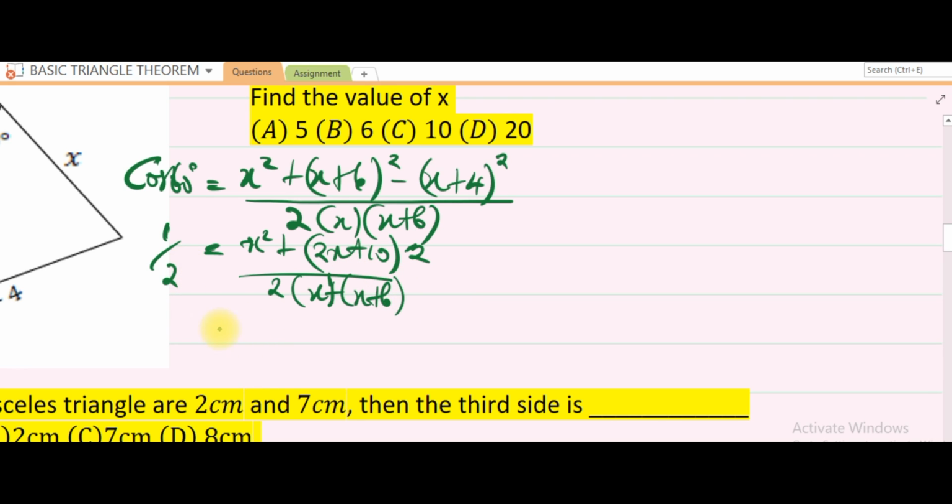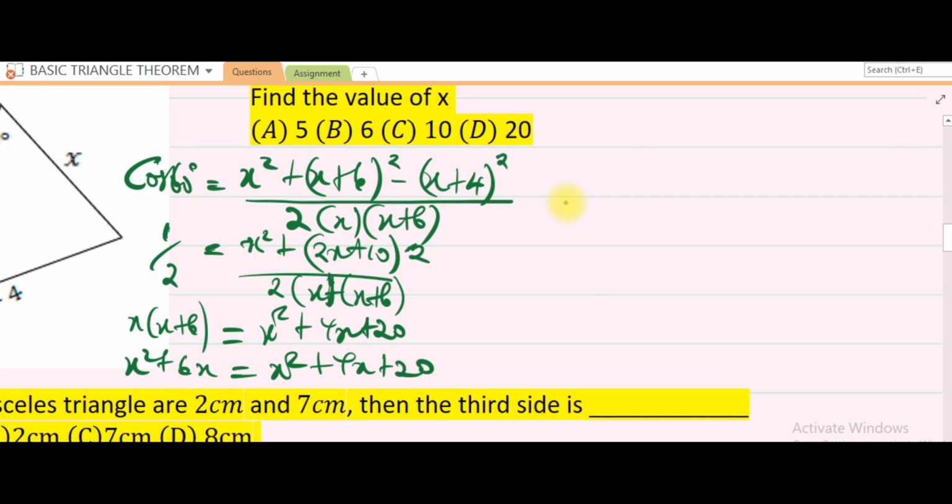So we cross multiply. So we are left with x times (x plus 6) equals x squared plus 4x plus 20. So x times x is x squared, plus 6x equals x squared plus 4x plus 20. So x squared minus x squared is 0, 6x minus 4x is 2x equals 20. Therefore x is 10. So that's our final answer. So our answer is C.